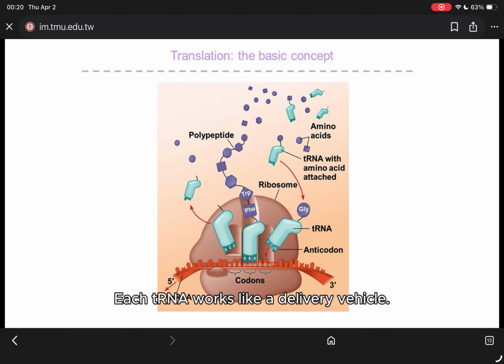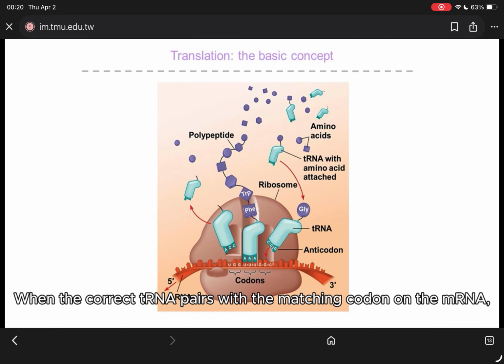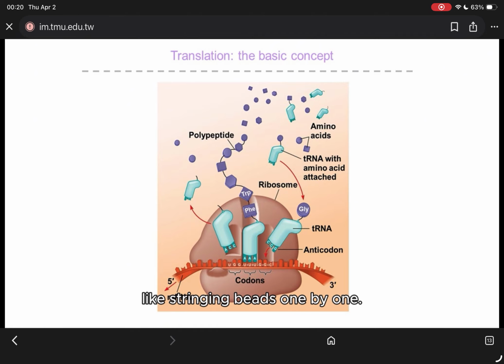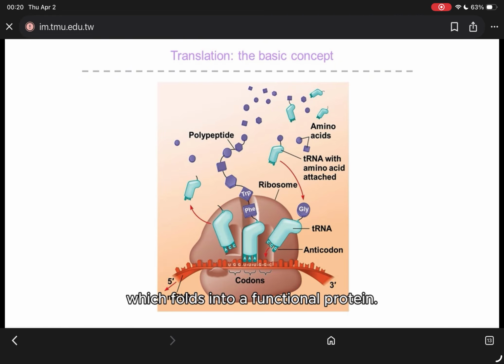Each tRNA works like a delivery vehicle. On one end, it carries a specific amino acid cargo. On the other end, it has an anticodon, a sequence complementary to the codon on the mRNA. When the correct tRNA pairs with the matching codon on the mRNA, the ribosome links its amino acid onto the growing chain, like stringing beads one by one. Gradually, these amino acids form a polypeptide chain, which folds into a functional protein.